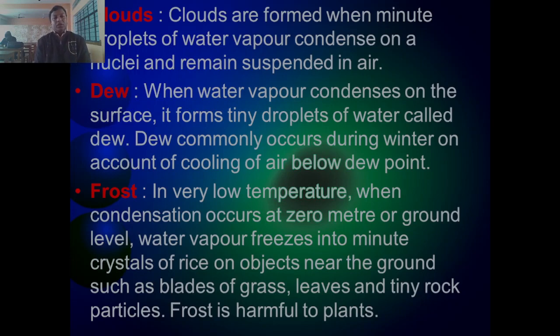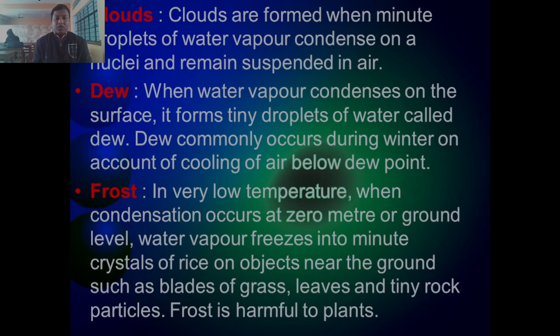After that we are going to discuss dew. When water vapor condenses on a surface, it forms tiny droplets of water. It's called dew. Dew commonly occurs during winter on account of cooling of air below the dew point. So actually it is on the surface.